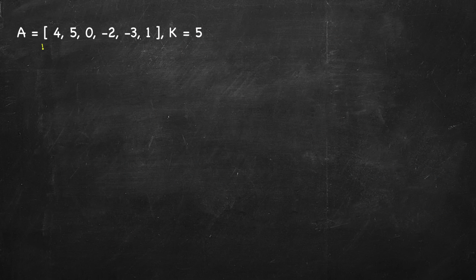So let's take an example. Here we are given an array A. You can see that it has both positive and negative numbers. And then we have a value of k equal to 5. That means we have to find the subarrays whose sum is divisible by 5.